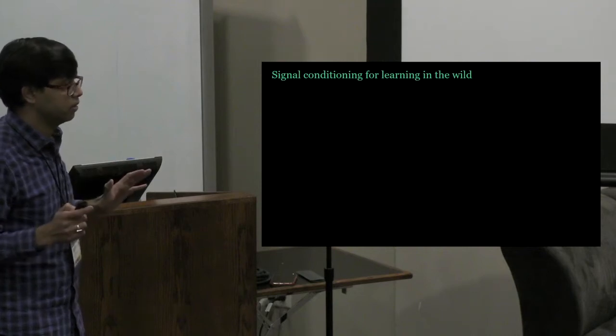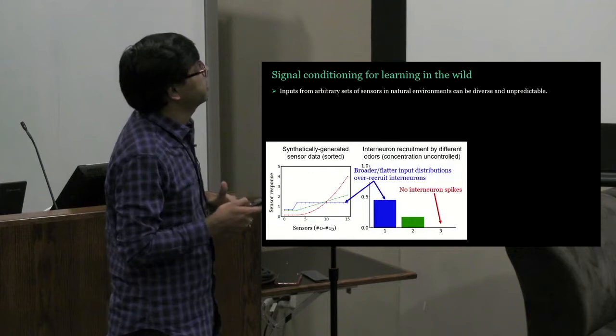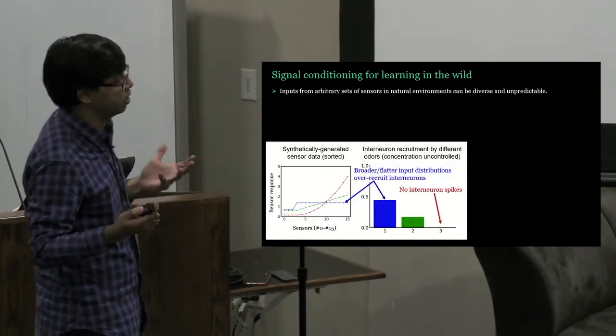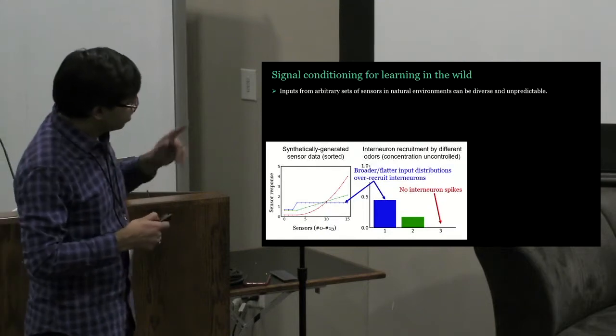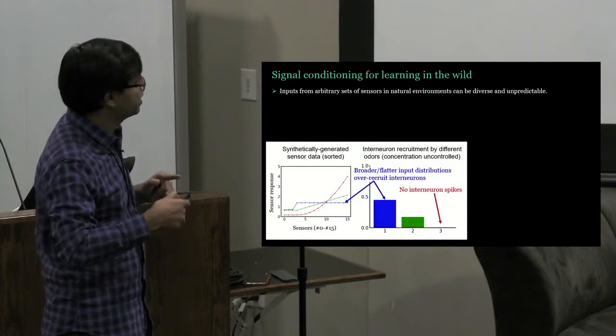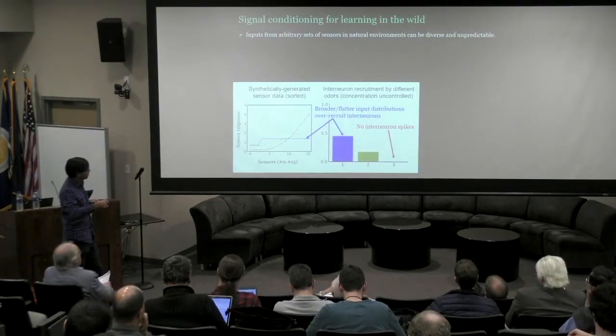These are not very complex things, but they are very important. As I said, if you have inputs from an arbitrary set of sensors in natural environments, they can be diverse and unpredictable. Now, in this figure, the x-axis indicates these 16 sensors, and the y-axis indicates the sensor responses for 3 different odor types. And these odor types are very widely different.